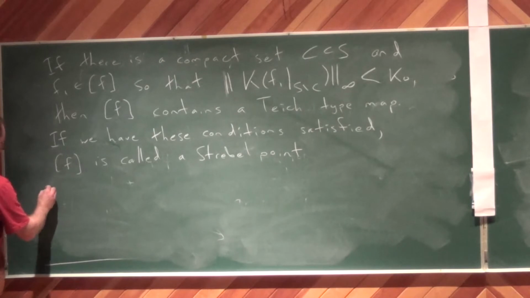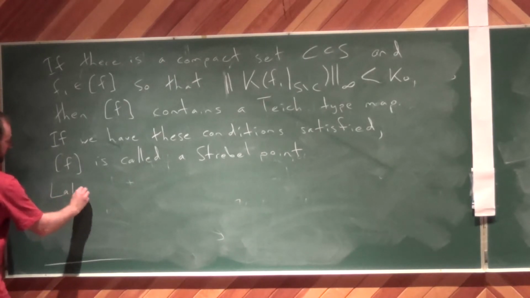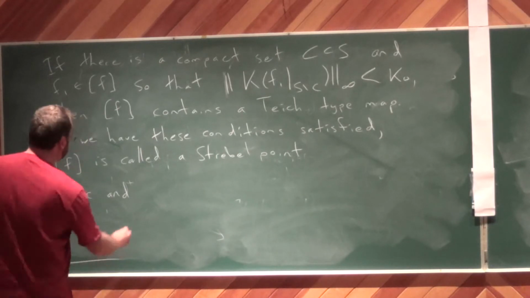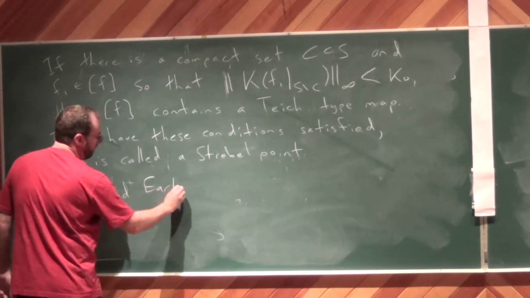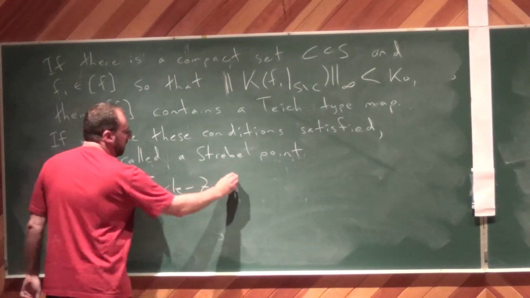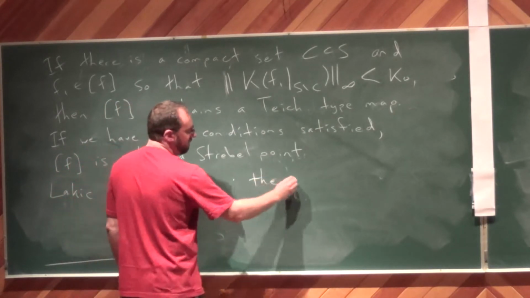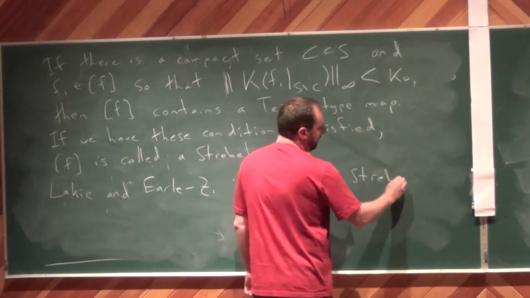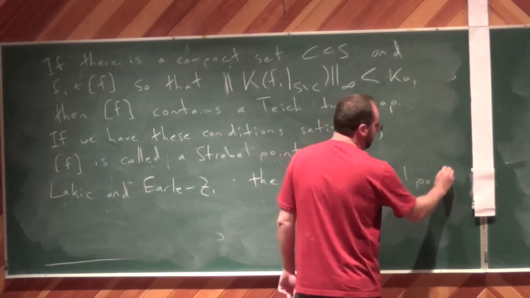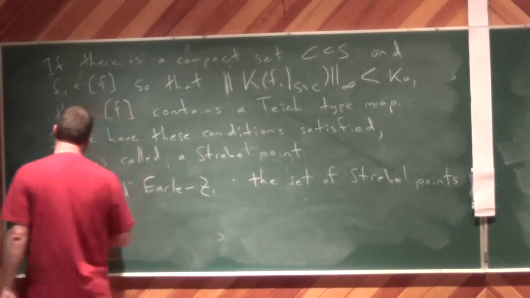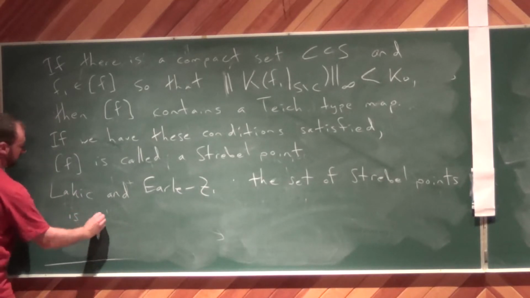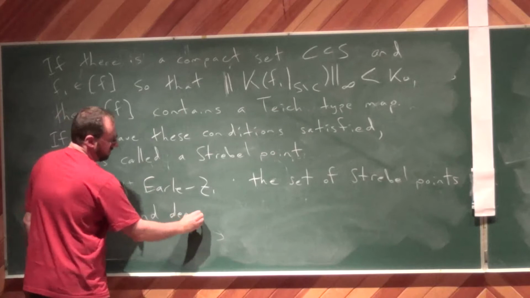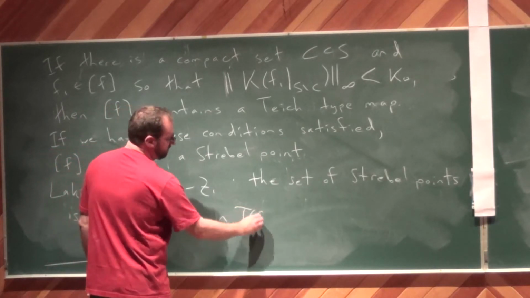And results of Lakic, and of Li and Gardiner, say that the set of Strebel points is open and dense in Teichmüller space.